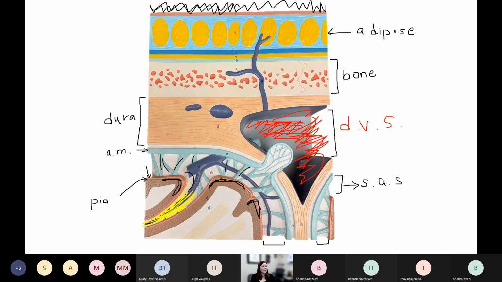Yes, okay. So the cerebrum is made up of the gyri and the sulci. So down here at the bottom, this is that cerebrum. This is the brain. So we've got the bumps and we've got the indentations in the cerebrum, in the brain tissue.